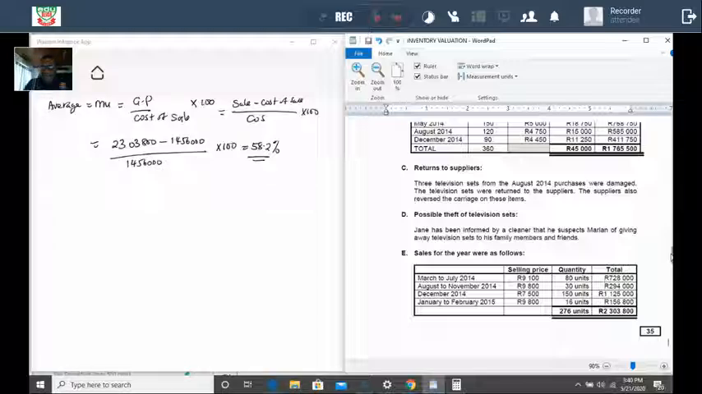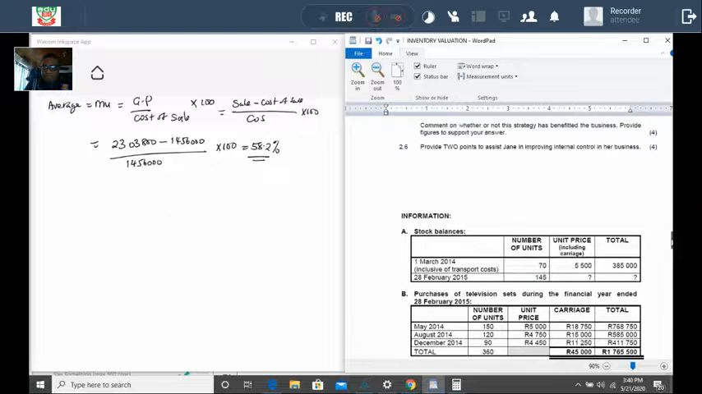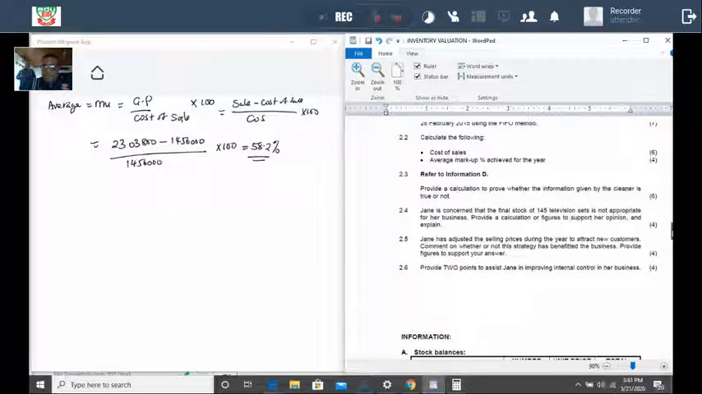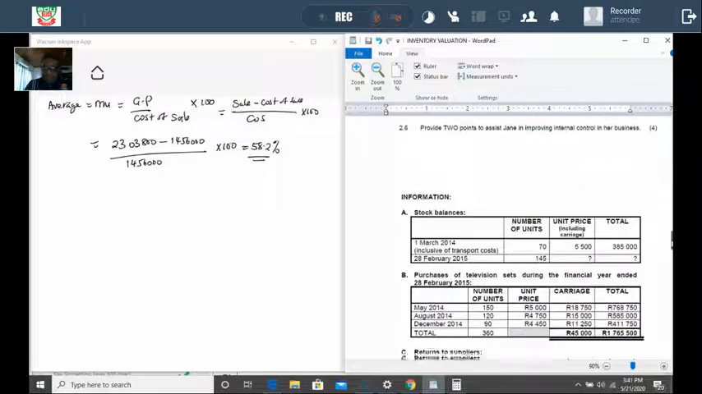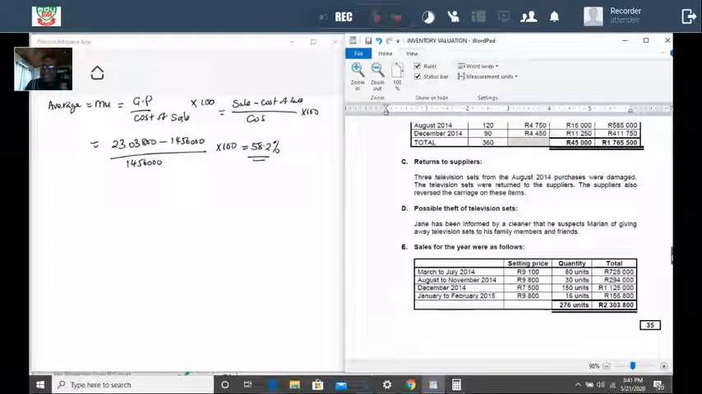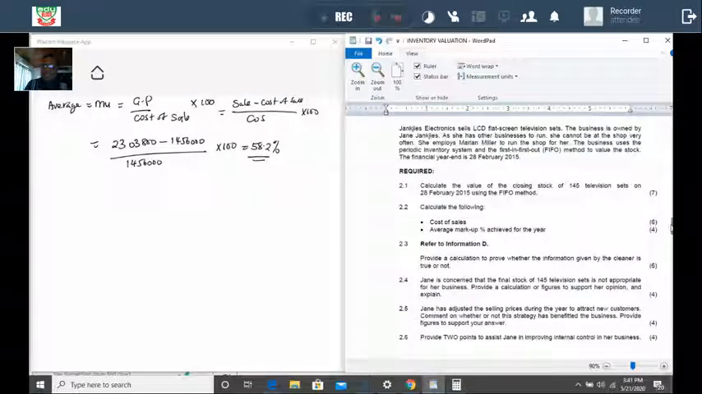Now we're going to the next part of the question. Provide a calculation to prove whether the information given by the cleaner is true or not. Refer to information D. What does it say? Information D says that Jane has been informed by a cleaner that he suspects Marine of giving away televisions to her family. Now you see what they're asking us to calculate is missing stock. We have to look at the missing stock. So we go to 2.3, missing stock.